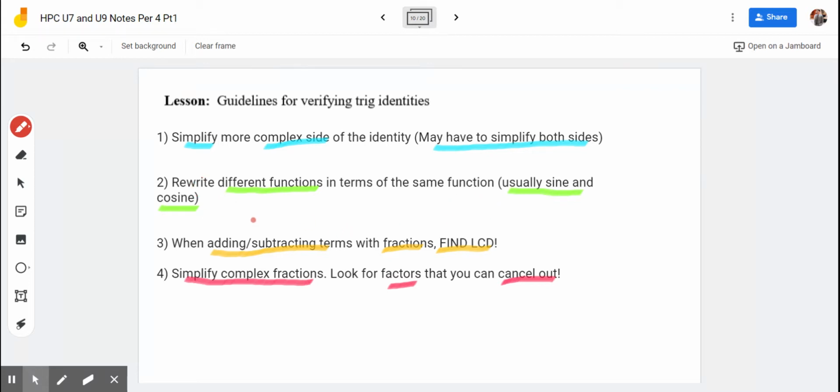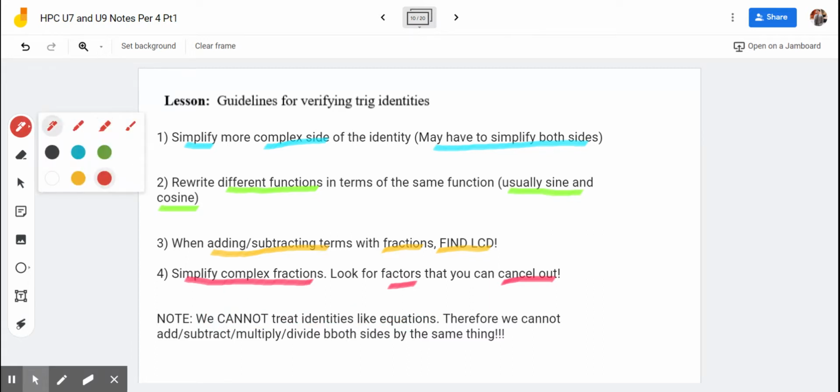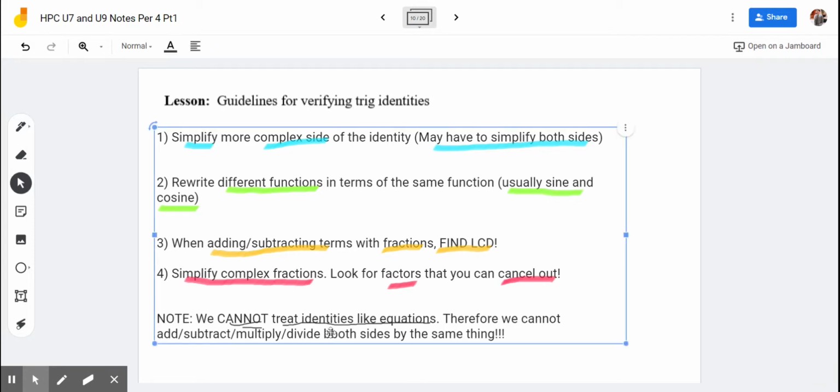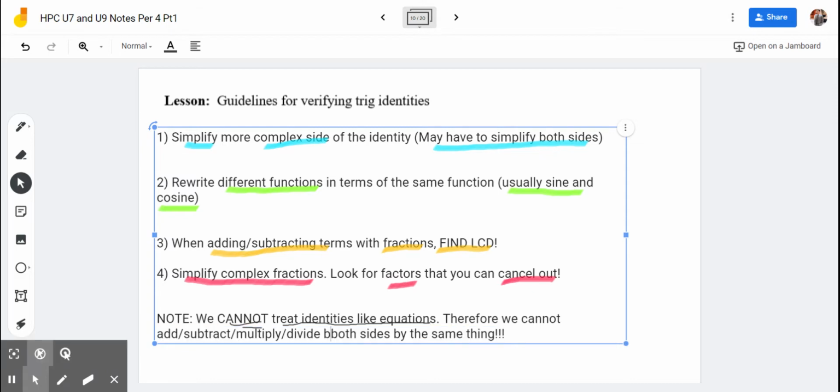And then there's one last additional note. This last additional note here is that we cannot treat identities like equations. They are two different things. Therefore, we cannot add, subtract, multiply, or divide both sides by the same thing. It won't work with an identity.